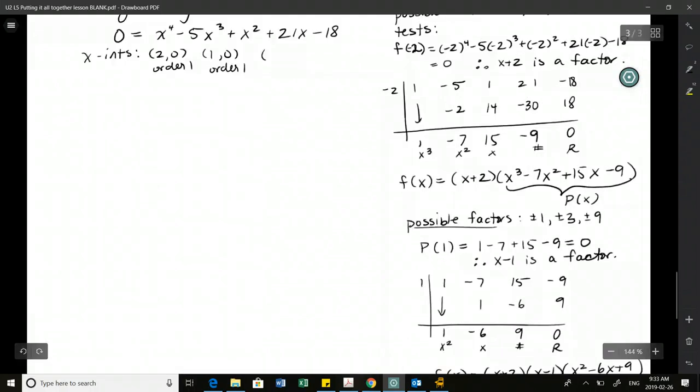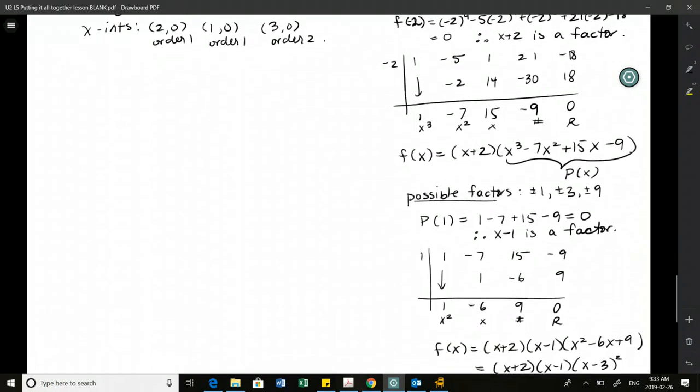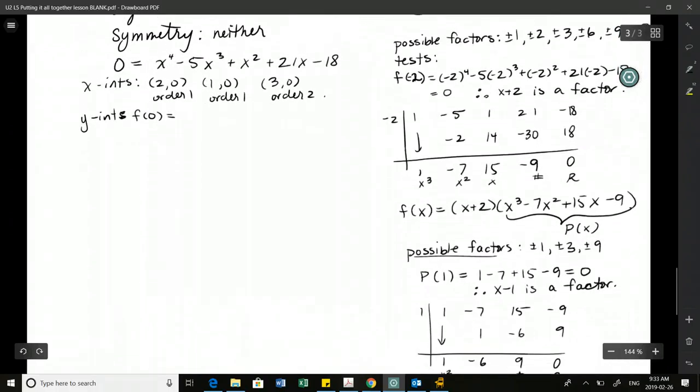And 3, 0, order 2. Cool. Y-intercept: sub in 0. We're evaluating f at 0, which gives us the constant, negative 18.